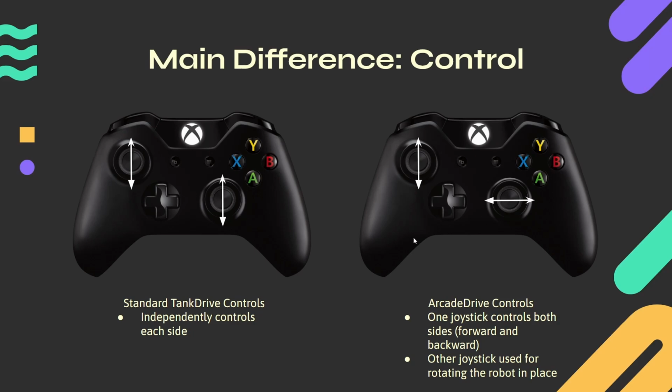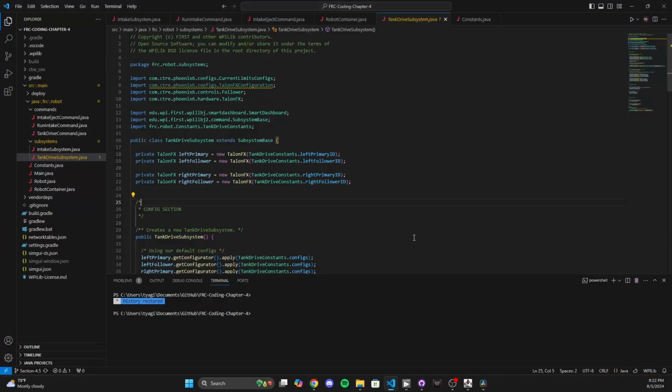And the main idea is similar to that of moving a car. You can move the car forward and backward, you turn the wheel left or right, and then it turns. So it's a similar idea here. Okay, so now let's talk about coding this, because it's not as straightforward as just writing a new command. It involves a little bit of manipulation within the tank drive subsystem.